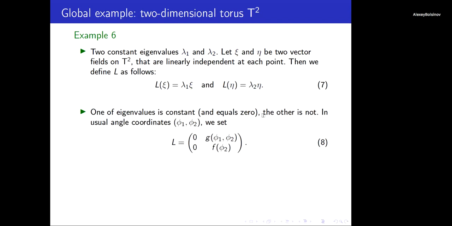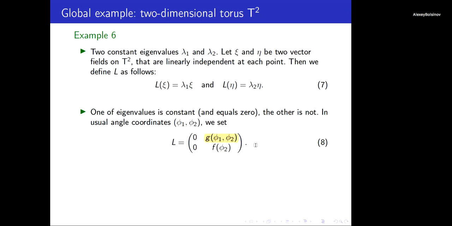Next, one eigenvalue is constant, for instance, zero, and the other is not. Then I can easily model this situation with this operator L here, with zero and F, phi two and G here. The function G, as we discussed, by an appropriate change of the variables can be reduced to one, but globally on the whole torus you cannot do it. So let us leave this example as it is.